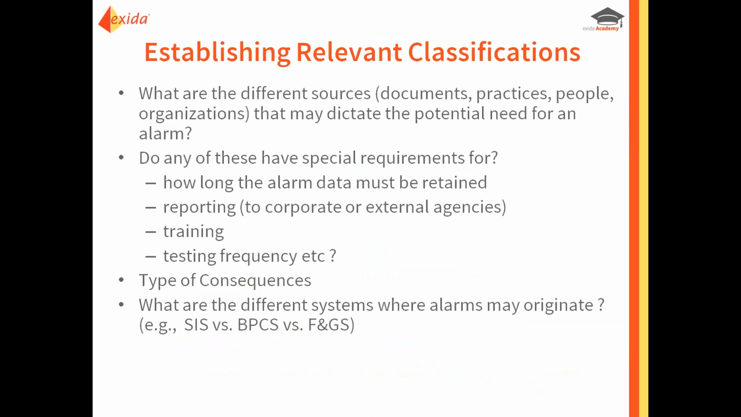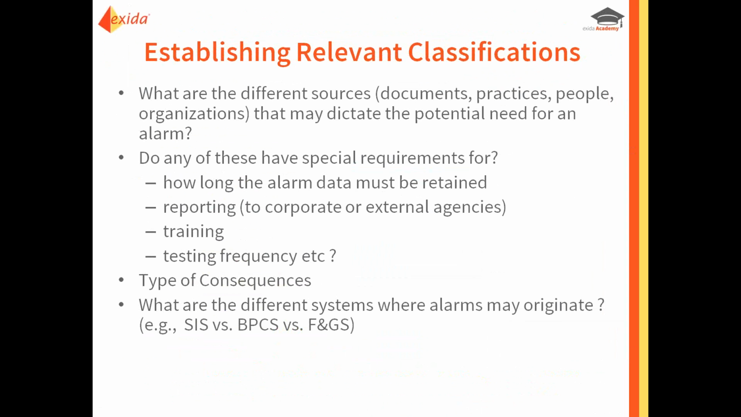So how do you figure out what classes you should have? There are a couple of different approaches. One is to first look at the different sources that define the need for an alarm, information like a PHA, or a permit to operate from the EPA, Environmental Protection Agency, or from a state or local authority.